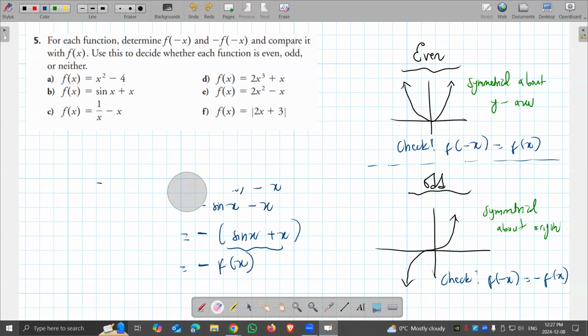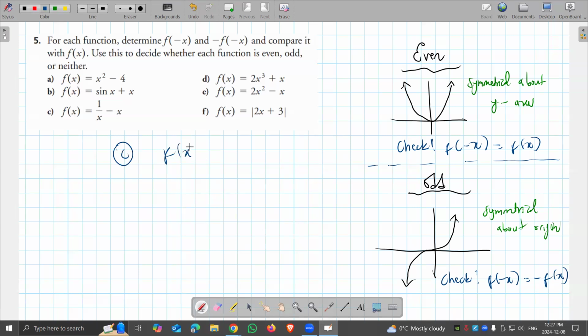Okay, we'll maybe just do one or two more of these. Let's do C. If f of x is 1 over x minus x, what's f of minus x? 1 over negative x plus x.